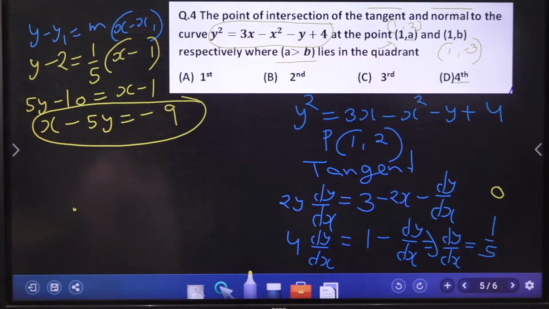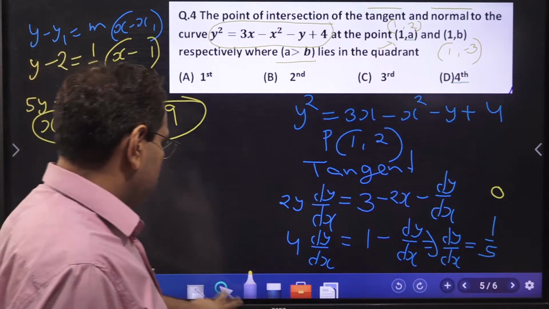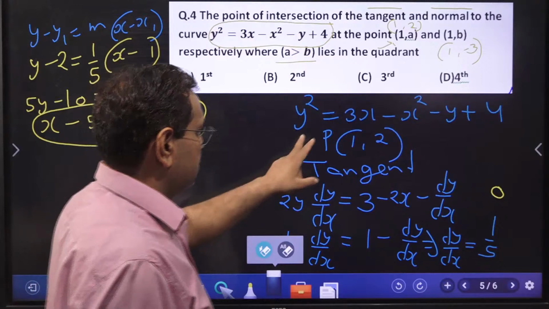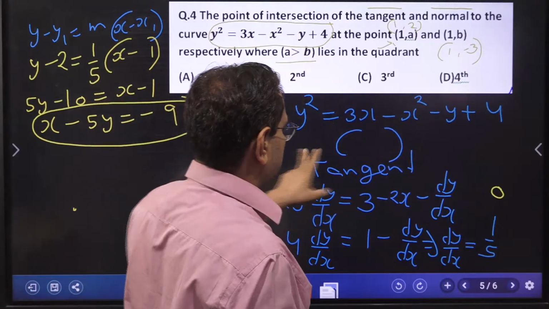Okay. After calculating the equation of tangent, now we have to compute the equation of the normal to this curve at the point (1, B) or (1, minus 3). So come to the second situation, calculation of equation of normal. So again, let us take another point.